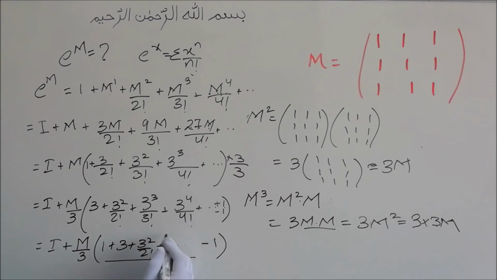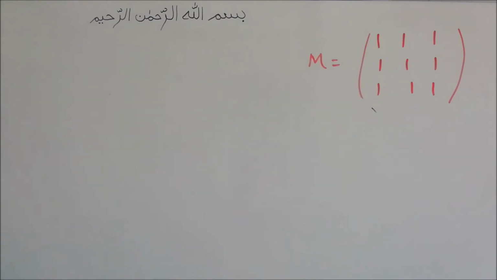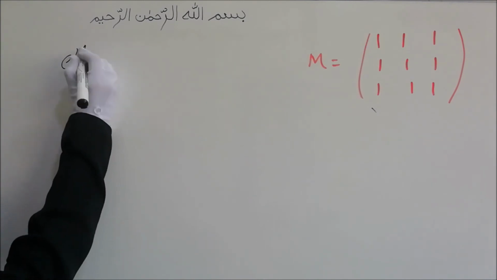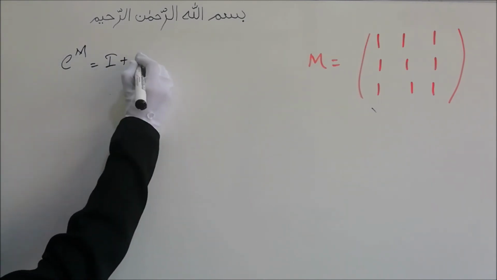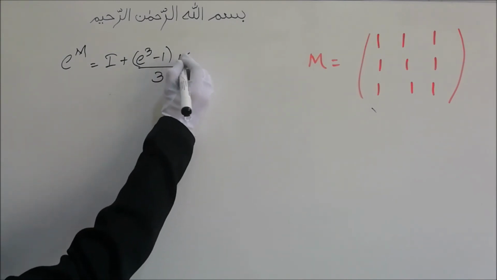So this term can be written as e raised to 3. That will be m by 3 times e raised to 3 minus 1. This is our answer. So doing all those tedious calculations, we got e raised to m is equal to I plus (e raised to 3 minus 1) divided by 3, into m.